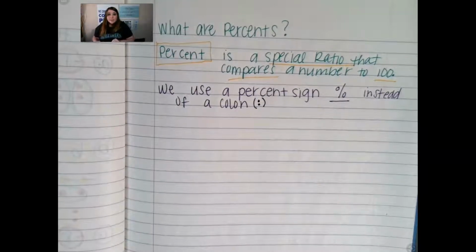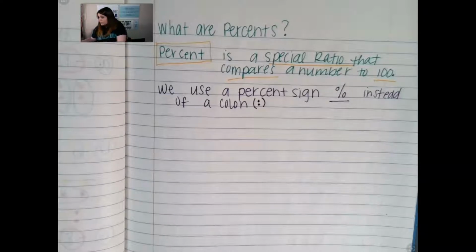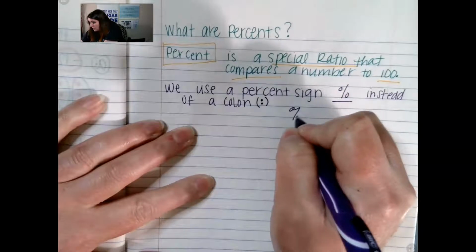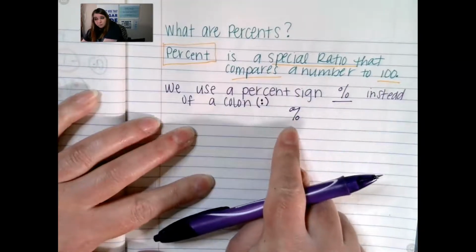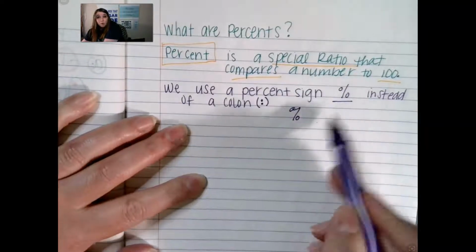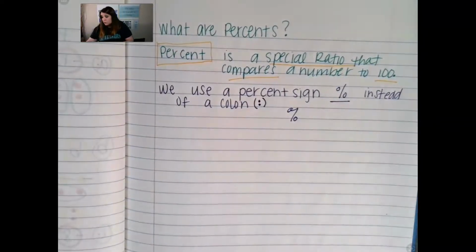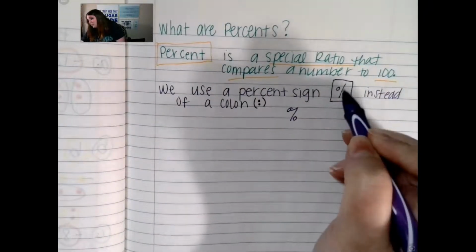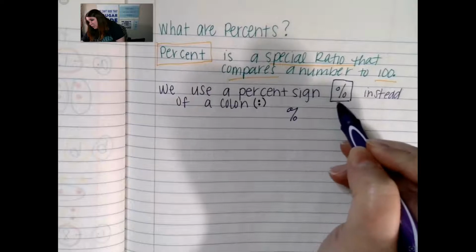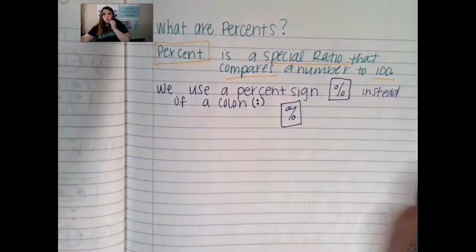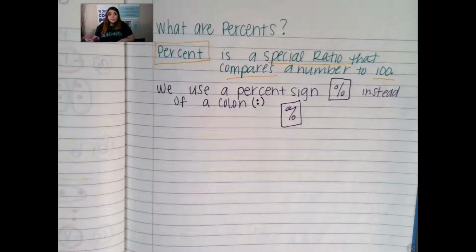Now, your percent signs can come in many different ways. People make them different ways. So you have the one that looks like this, or you can have a fancy one. They both mean the exact same thing, so you can use either one. Some people like to think that this one actually looks like 100, like here's the 1 and the 0 and the 0. But you can use either percent sign.